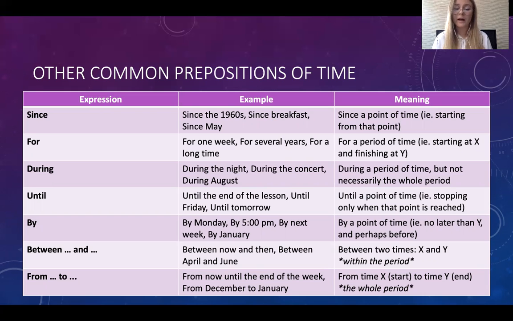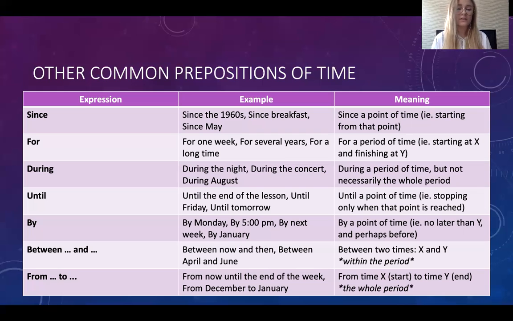Okay, the next one here is by. So by Monday, by 5 o'clock p.m., by next week, or by January. Okay, so that's by a point in time. So that's no later than Y, okay, but perhaps before. Okay, next here is between blank and blank. So between now and then, or between April and June, for example. So that's describing something that happened between two times. So between X and Y, something happened within that period of time.